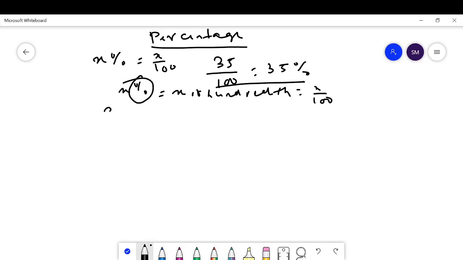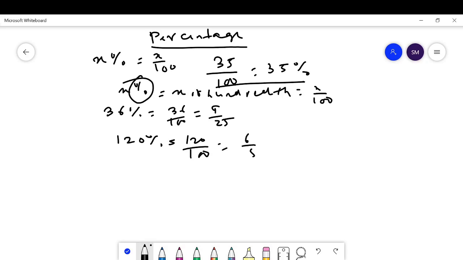Suppose 36% means 36 upon 100, which equals 9 upon 25. Suppose 120% means 120 upon 100, which equals 6 upon 5, which is equal to 1 whole 1 upon 5.